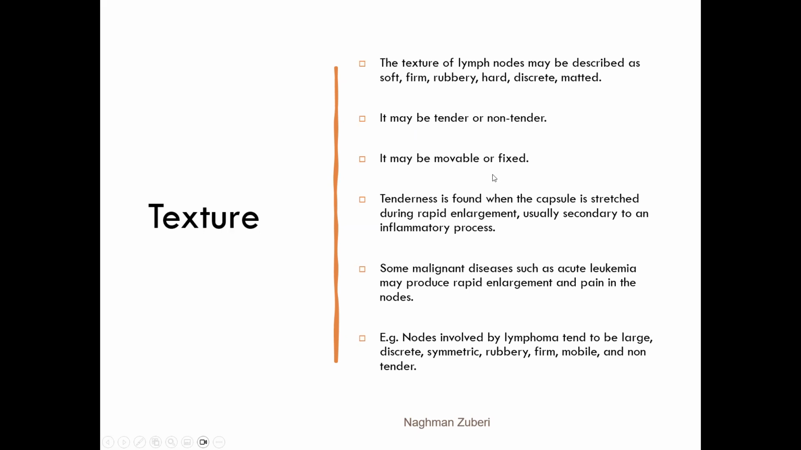The texture of lymph nodes may be described as soft, firm, rubbery, hard, discrete, or matted. It may be tender or non-tender, and it could be movable or fixed. Tenderness is found when the capsule is stretched during rapid enlargement, usually secondary to an inflammatory process. Some malignant diseases such as acute leukemia may produce rapid enlargement and nodes would be painful. Nodes involved by lymphoma tend to be large, discrete, symmetric, rubbery, firm, mobile, and non-tender.